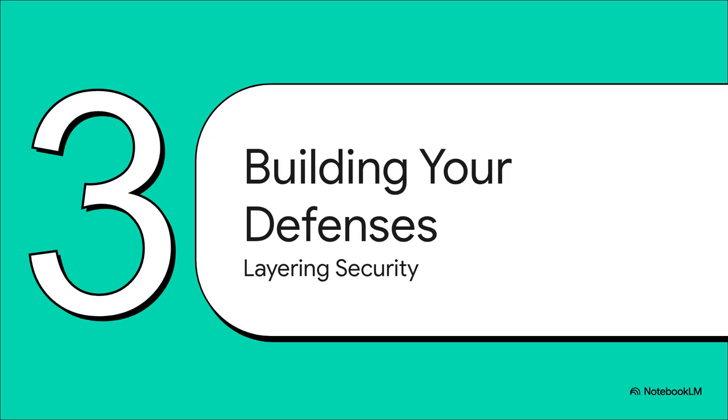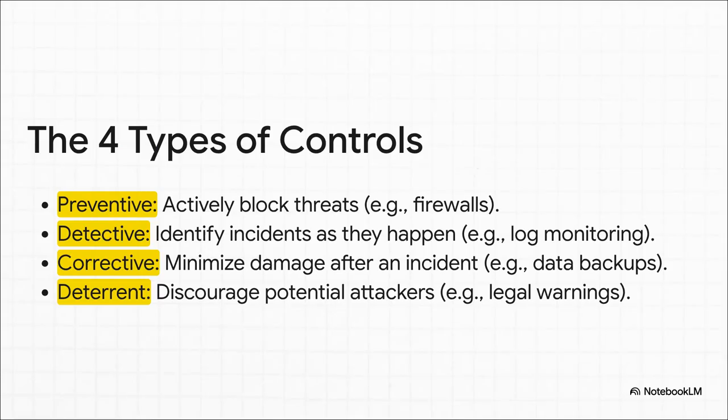Okay, so you know the threats. Now it's time to build your fortress. This is where we start layering our security controls and picking the right tools for the right job. Your security toolkit can basically be sorted into 4 categories. Let's use a home security analogy. Preventive controls are the strong locks on your doors. They stop bad guys from getting in.